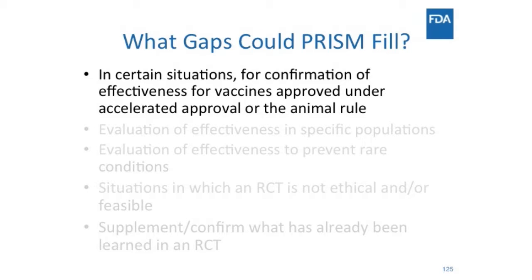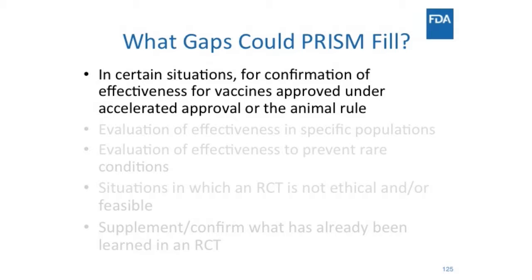So the question really for us at the beginning was, what gaps are currently there and what gaps could PRISM potentially fill? So first, in certain situations, for confirmation of effectiveness for vaccines approved under accelerated approval or the animal rule, this might be an opportunity for PRISM.